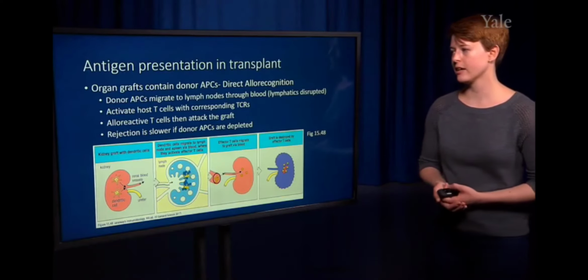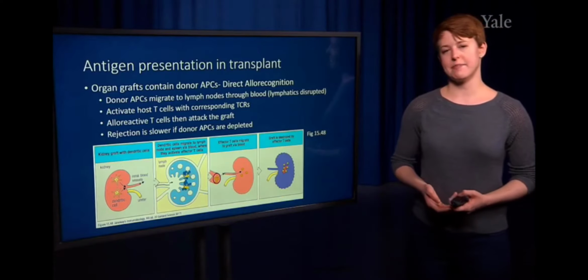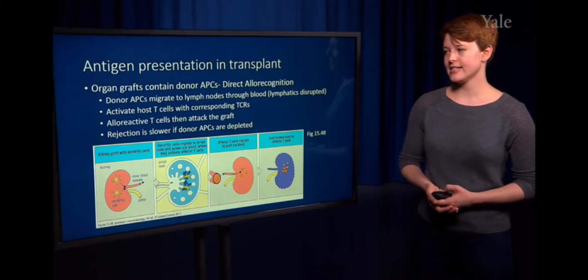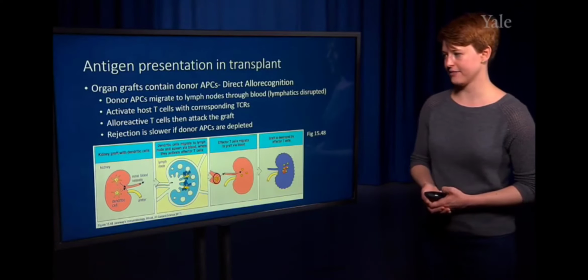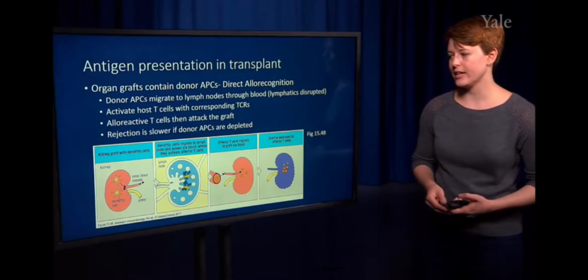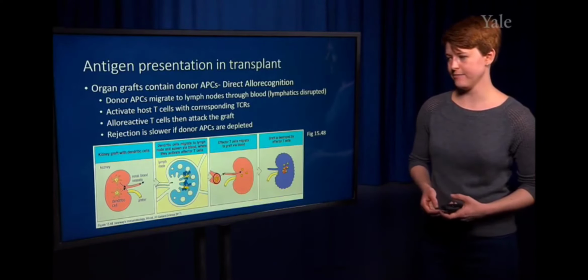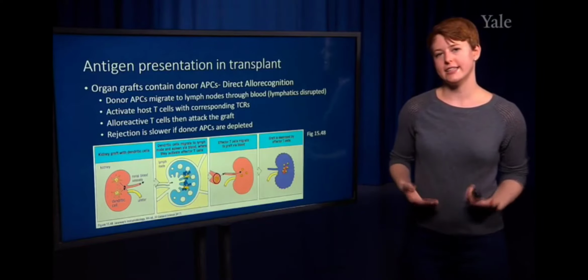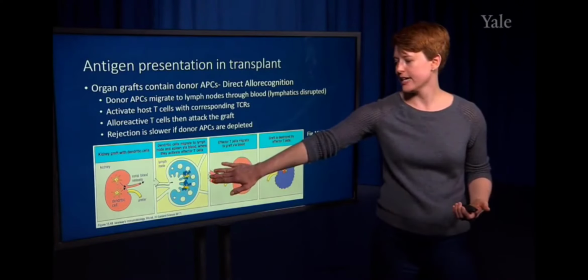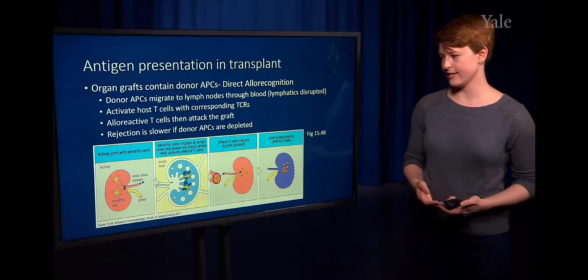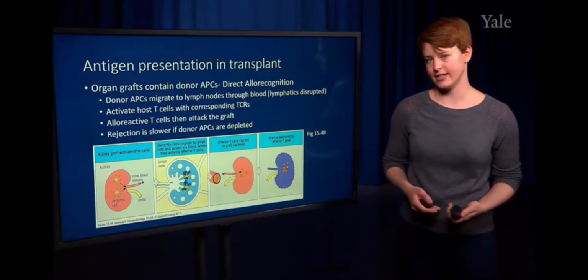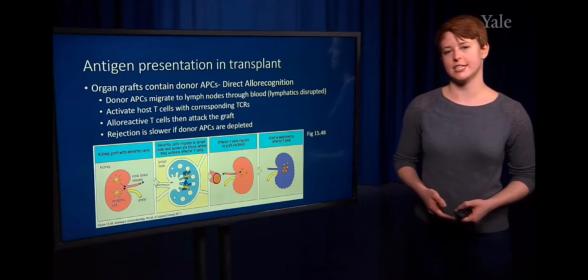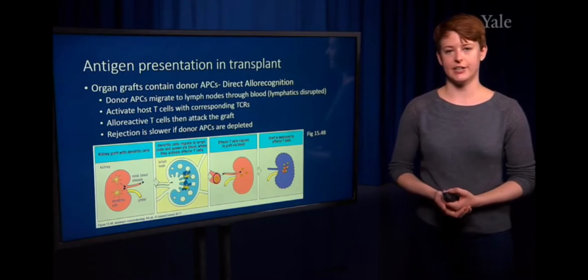Then we'll see that these APCs can activate host T cells with the corresponding T cell receptors, and these alloreactive T cells will then attack the graft. So we can see in this figure an example of an organ transplant of a kidney. Those dendritic cells, seen in yellow, in the kidney can leave through the blood, and they go to the lymph nodes here and present that antigen to T cells, which then can migrate back to the kidney and lead to destruction of the tissue. And this rejection is much slower if these donor APCs are first removed.